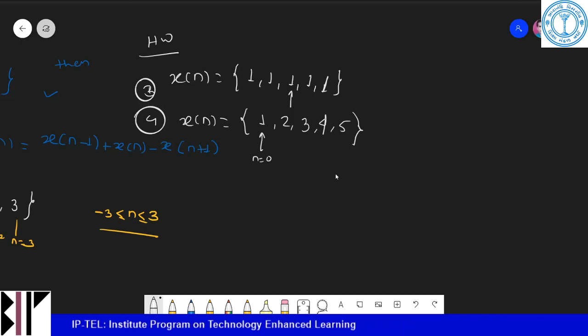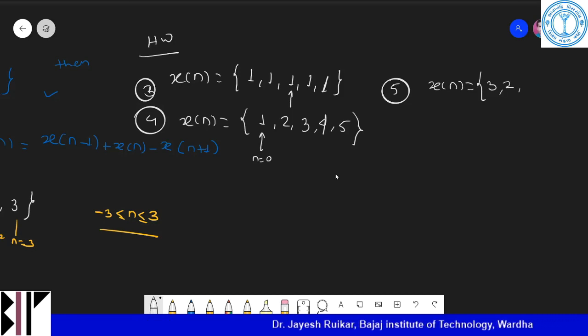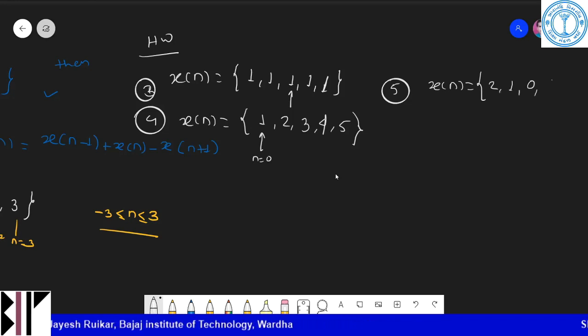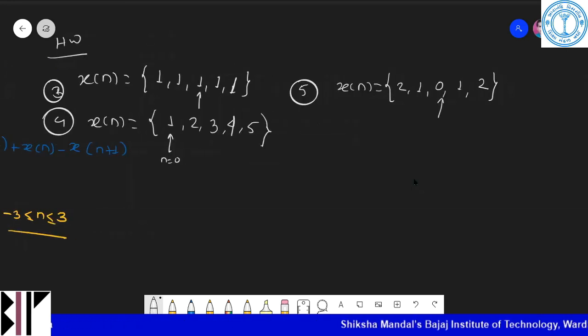Again, you can take another problem. That is problem number 4 again. X of n is equal to 3, 2, 1, 0, 1, 2. So this is the sample at 0, n equals 0. So these are the 3 homeworks which I have given.